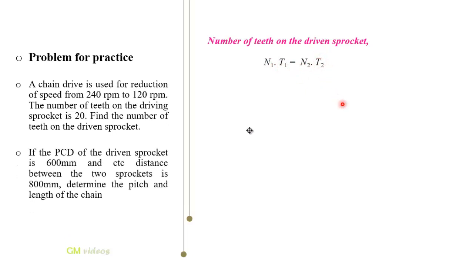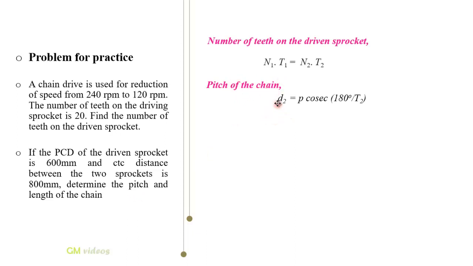Now this sum has another part. Here the pitch circle diameter of the driven sprocket is given to be 600 mm and the center to center distance between the two sprockets is 800 mm. Then we need to determine the pitch and the length of the chain. We already have derived the equation for the length of the chain. So recalling that equation, or before that, let us calculate the pitch of the chain.